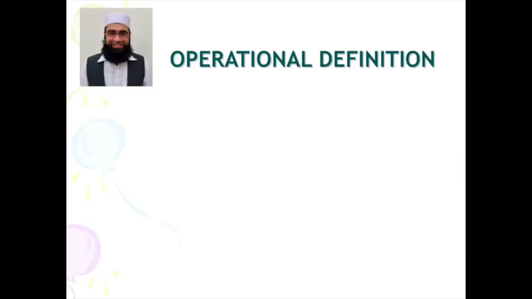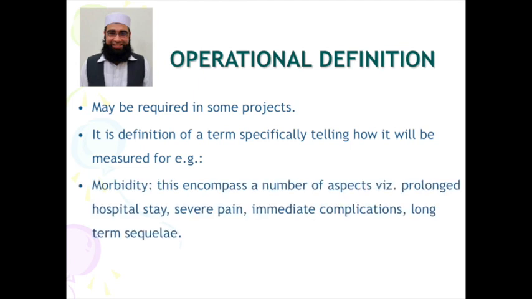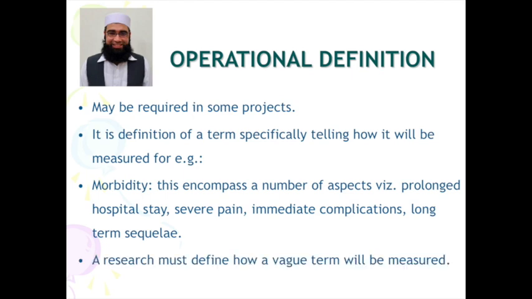Another subheading that you may find in the introduction section is the operational definition. Operational definition is specifically a term that will tell you how a specific variable will be measured in a study. For example, morbidity. Now, morbidity encompasses a number of aspects such as prolonged hospital stay, severe pain, immediate complications, and long-term sequelae. So, a researcher must define how a vague term will be measured in this specific context of your study.